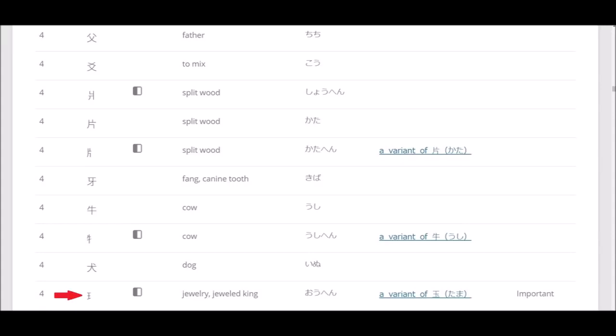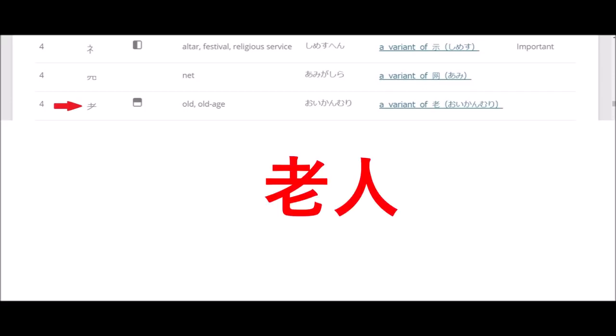And yeah, it's very important. You'll see it in a lot of kanji. Shimesu-hen, which is altar, festival, or religious service. And it also looks like a katakana ne. Amigashira, net. Oikanmuri, old or old age. And it's in the kanji ro and rojin, which is like elderly person.